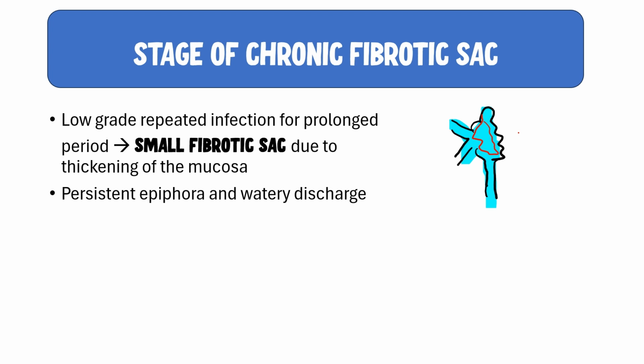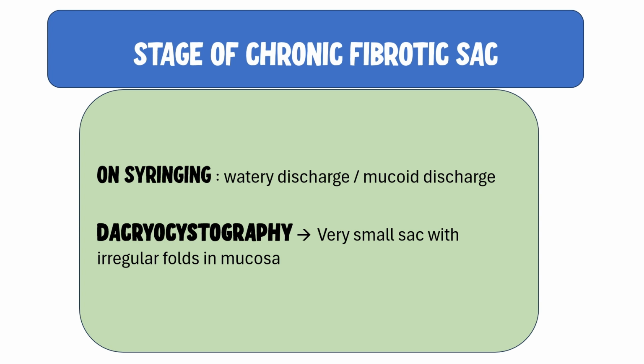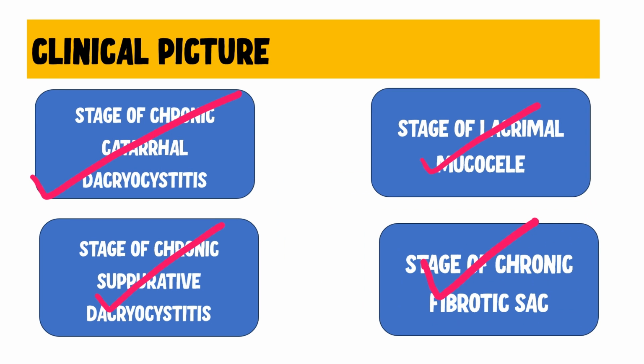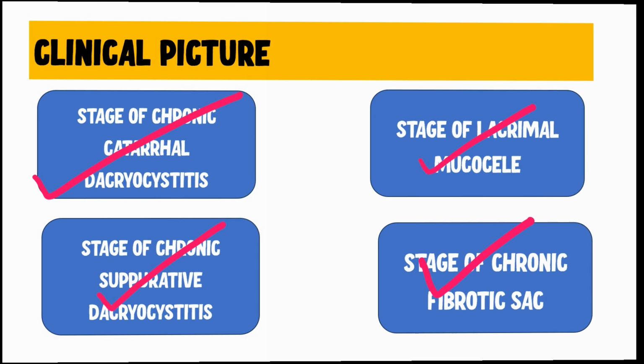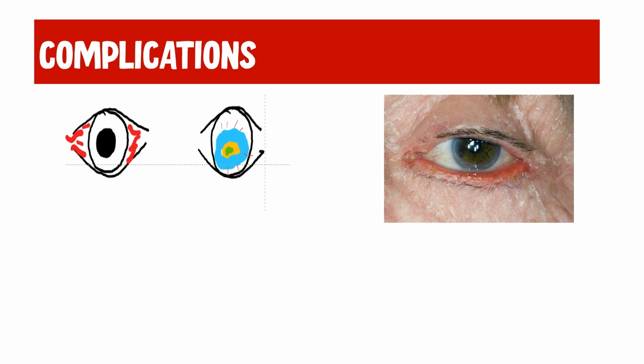However, this fibrotic sac cannot produce mucoid or purulent discharge, and therefore the only discharge that you're going to see is a watery discharge. At this stage, if you carry out syringing, you might see watery or a very slight mucoid discharge, and on dacryocystography, it will reveal that the patient has a small sac with irregular folds in the mucosa or a thickened mucosa. So that was your stage of chronic fibrotic sac, and with this we finished the various stages of chronic dacryocystitis. Now, we should also know what are the various complications that chronic dacryocystitis may lead to.